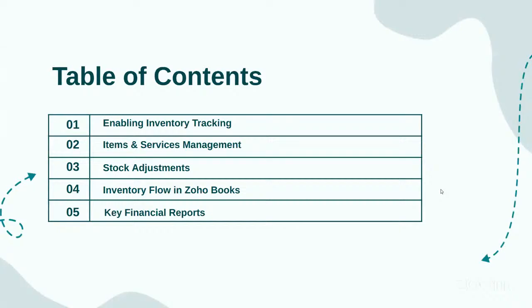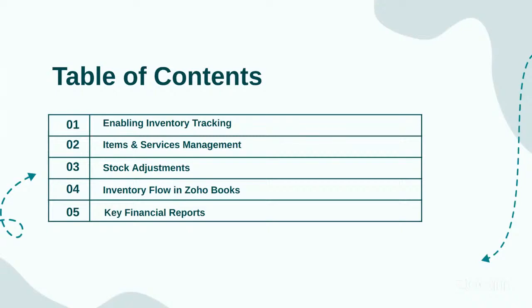Let's quickly look at what we are covering in this session. First, we'll understand how to enable inventory tracking and set up the module inside Zoho Books. Then we'll move into managing items and services, how to define them, and what details are important. Next, we'll learn about stock adjustment, such as manual updates and entering your opening stock. Then we'll trace the inventory flow, what happens when you create an invoice or bill involving inventory.